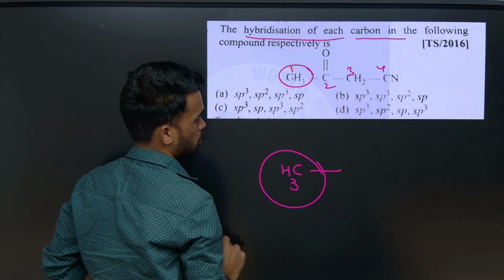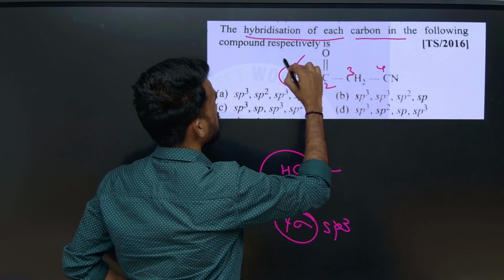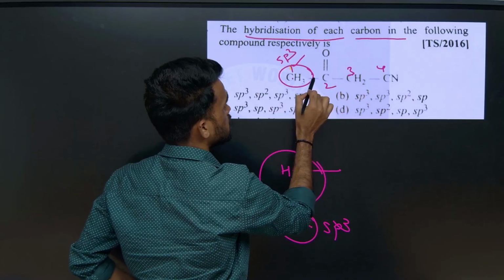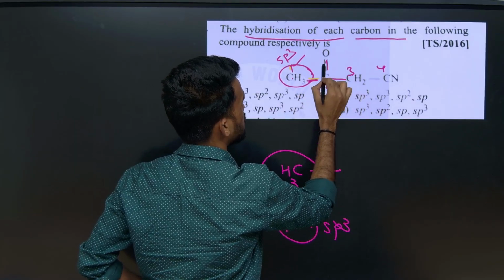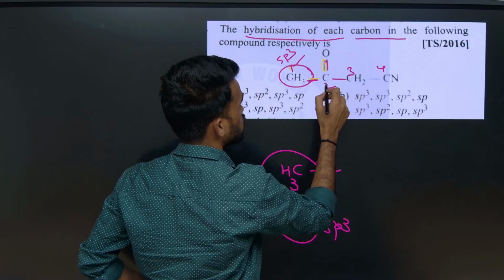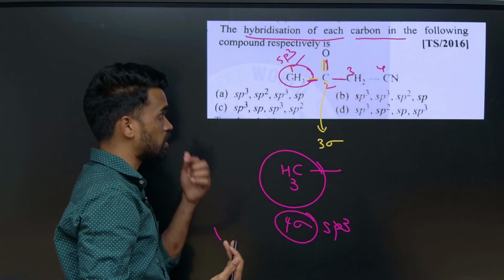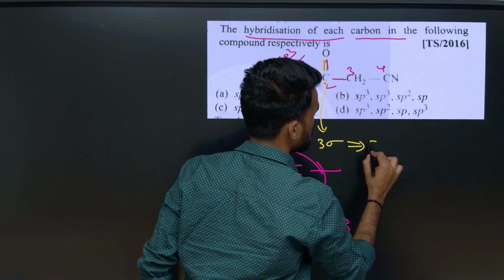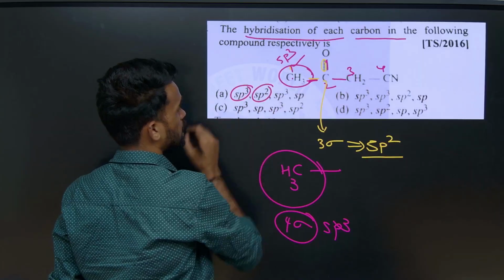So 4 are sigma bonds. 4 sigma bonds means what I told you, sp3. So this should be sp3. What about this? See, 1 sigma, second sigma and third sigma, and 1 pi bond is there here. So this is 1 pi bond. So number of sigma bonds are 3 sigma. So you should not consider pi bonds for hybridization. Therefore 3 sigma bonds, sp2. So first one is sp3, second one should be sp2.